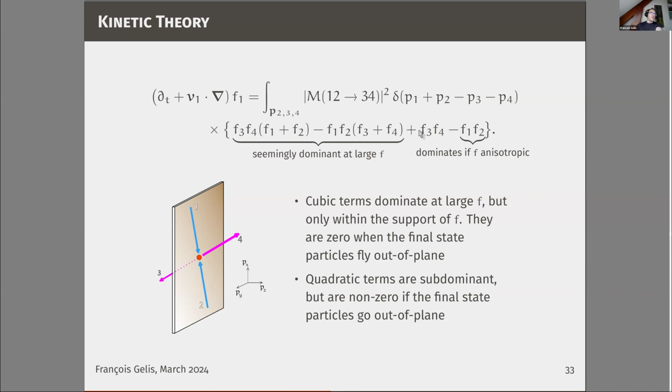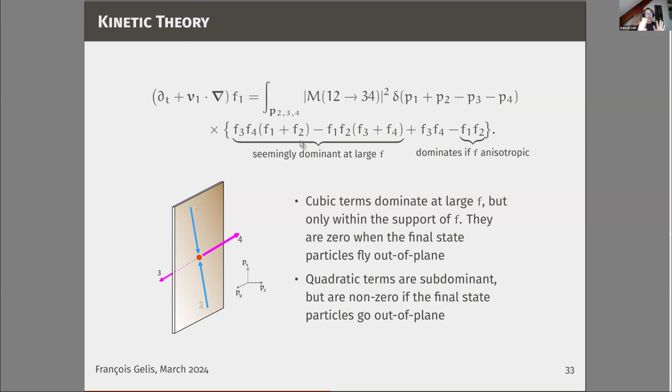In fact, if you follow the derivation of the Boltzmann equation from the underlying quantum field theory, you will see that if you drop the 1/2 I was talking about in the previous slide, you're not going to get the quadratic terms in the Boltzmann equation. You may think that this is fine if f is large, because then the cubic terms will dominate over the quadratic terms, but there is a big caveat here: this is true only if all the momenta are within the support of this function.